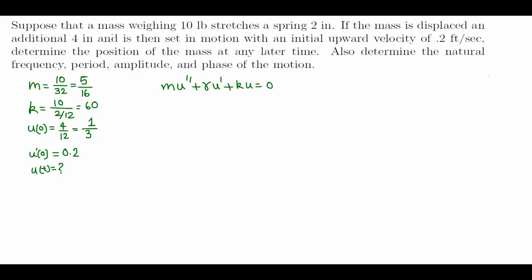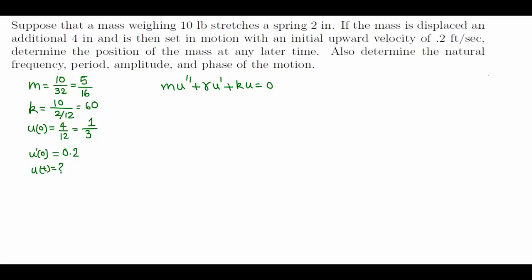Suppose that a mass weighing 10 pounds stretches a spring 2 inches. If the mass is displaced an additional 4 inches and is then set in motion with an initial upward velocity of 0.2 feet per second, determine the position of the mass at any later time. Also determine the natural frequency, period, amplitude, and the phase of the motion. In any case, let's try to find what is given.